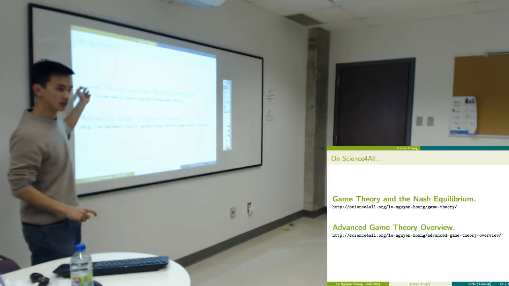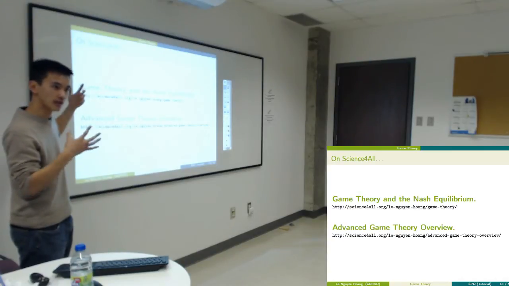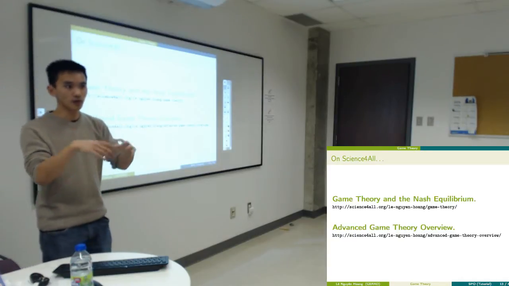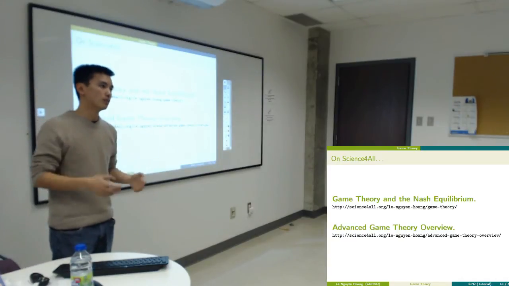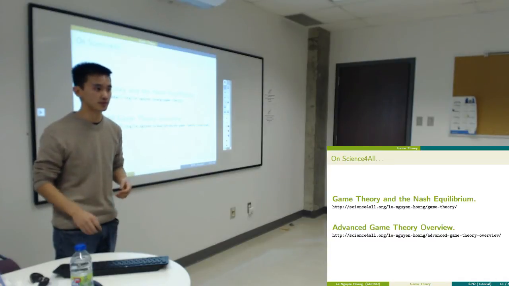Okay. So the first article here gives you many examples of games, of very classical games. The second article gives an overview of more modern and recent game theory research.